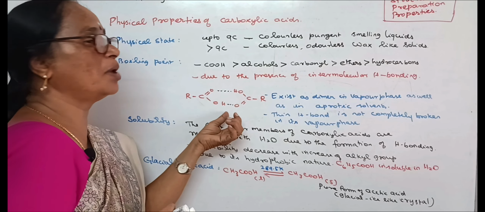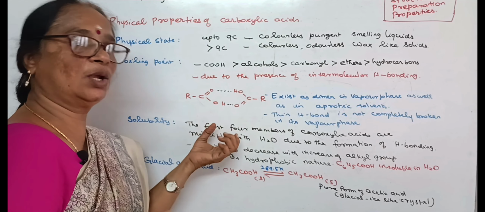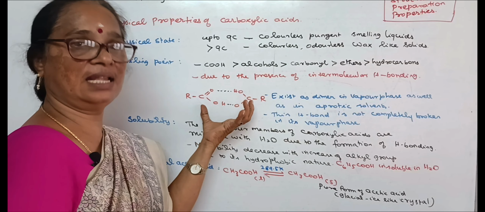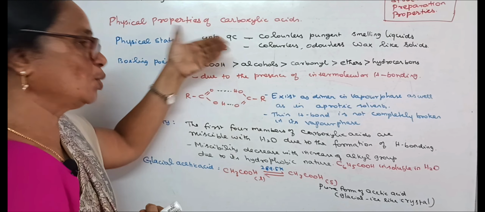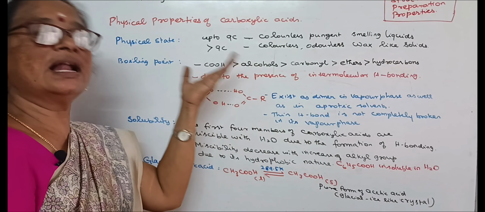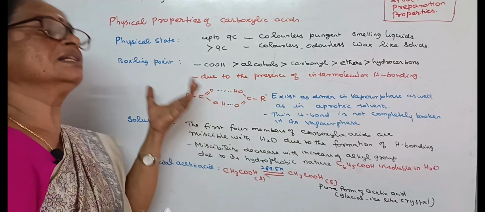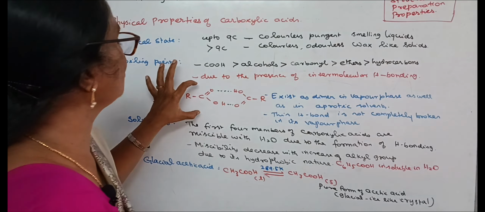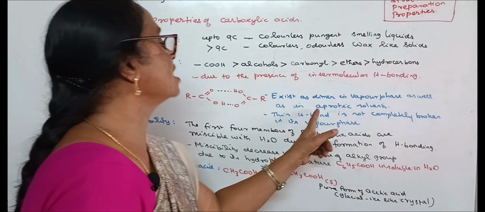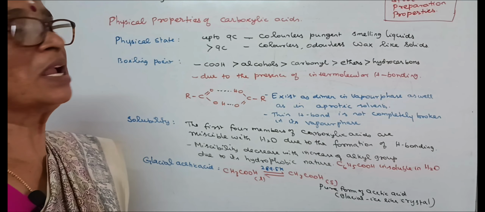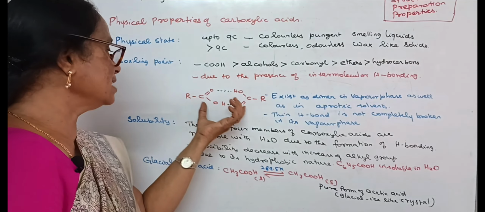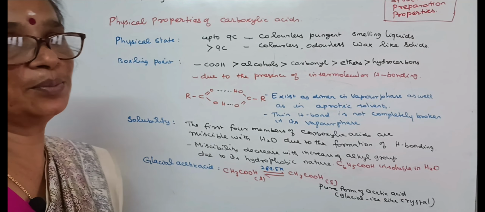And this hydrogen bond is not only present in its liquid form but even in the vapor phase. These carboxylic acids exist as dimers. When it goes dimer, the molar mass of the carboxylic acid increases and hence its boiling point will be changed. So these carboxylic acids could exist in their dimeric form even in the presence of aprotic solvents also. So not only in the vapor phase but even in the presence of aprotic solvent, this carboxylic acid exists as a dimer.